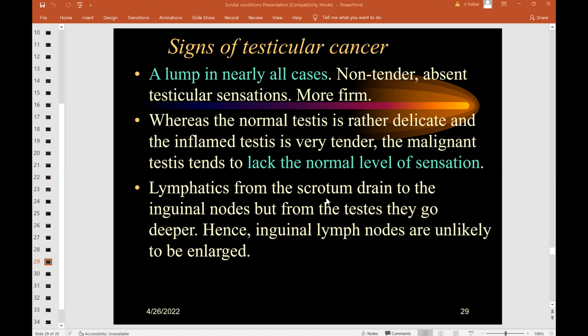Remembering that the lymphatics from the scrotum drain to the inguinal nodes, but lymphatics from the testis go deeper to the retroperitoneal nodal system. Therefore, inguinal lymph nodes are unlikely to be enlarged.